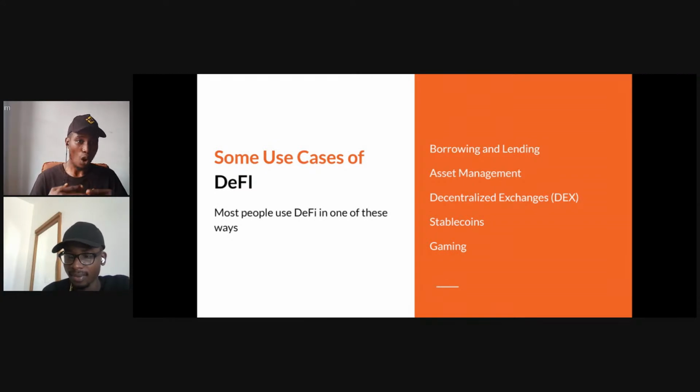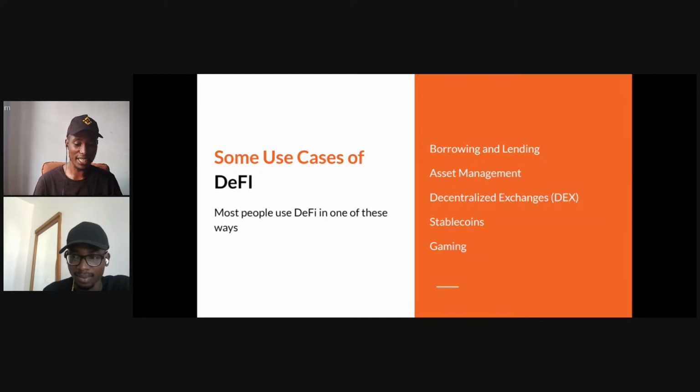So always use stable coins that are backed one-to-one equivalent to fiat currency, like BUSD, which is pegged to the US dollar, and also USDT, which is pegged to the US dollar as well. They are pegged one-to-one to these fiat currencies.